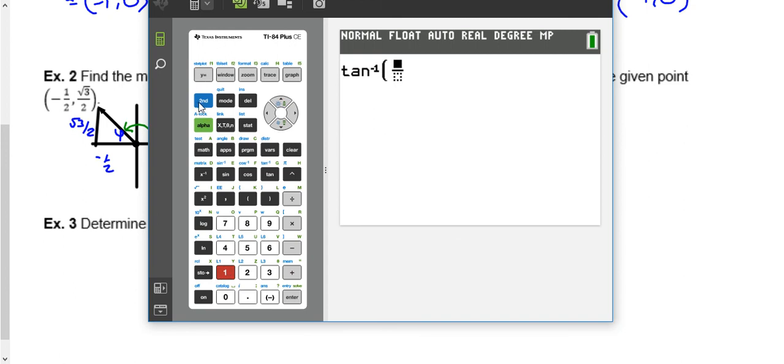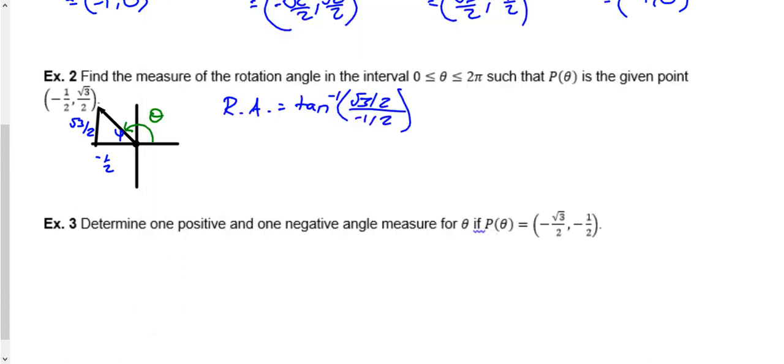So I got root 3 over 2 opposite over our adjacent side, negative 0.5 there, just for short. Close bracket, inverse, negative 60 degrees goes right in here. So this angle is negative 60 degrees. Therefore, our reference angle is 60 degrees because reference is always between 0 and 90.